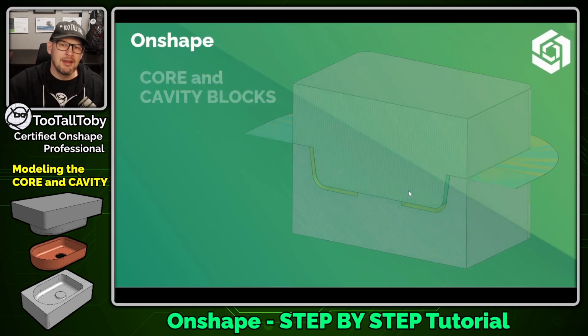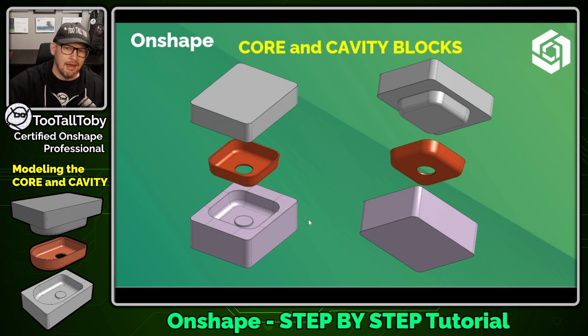And so then when we're done, we can see that we end up with this core and cavity block, and we can take each one of these parts and export that to a STEP and hand it off to the machining team. So that's the basic idea of doing this using surfacing.